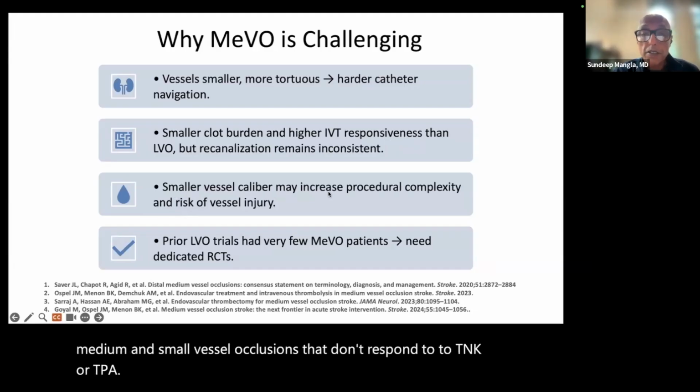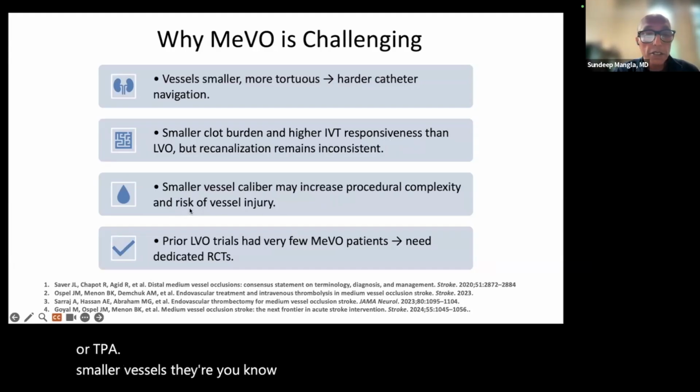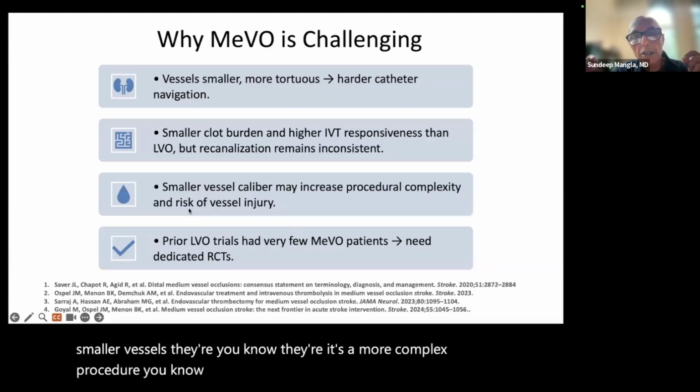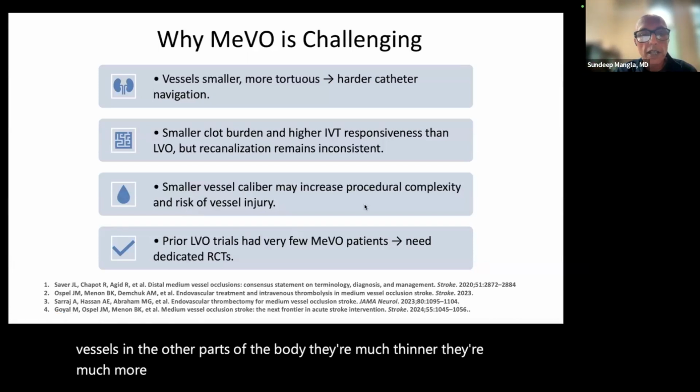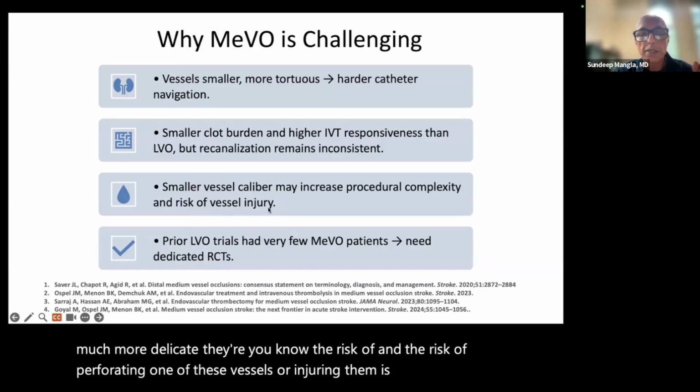Smaller vessels, it's a more complex procedure. These vessels in the brain are not like vessels in the other parts of the body. They're much thinner, they're much more delicate. The risk of perforating one of these vessels or injuring them also carries significant potential harm.